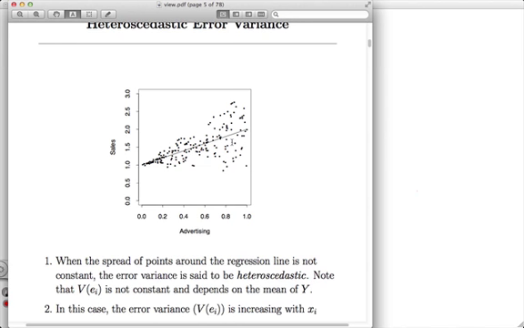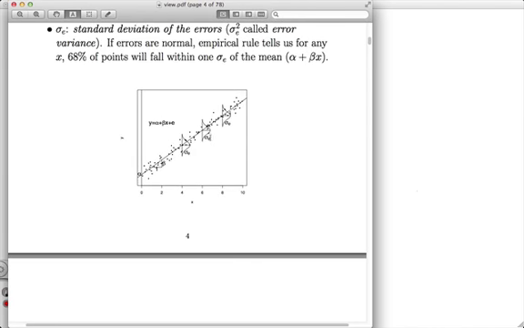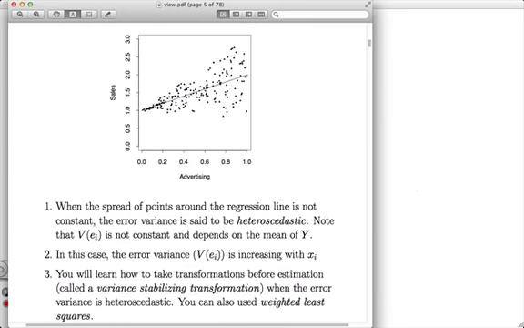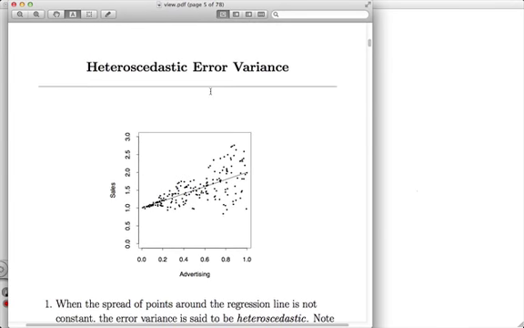Whenever you have this situation, it's called heteroscedastic error variance. So this would be homoscedastic. Homo means the same, and scedastic means spread in Greek. So here we have homoscedastic, and this is heteroscedastic since the spread changes. This is going to be a problematic situation for us, and we will learn how to address this in a future lecture. We're going to see that we have to transform the dependent variable to get rid of this heteroscedasticity.